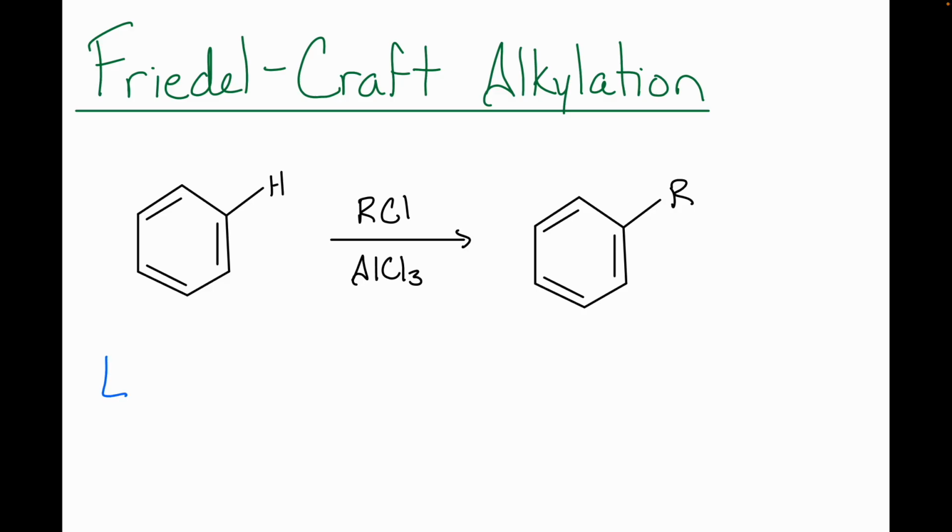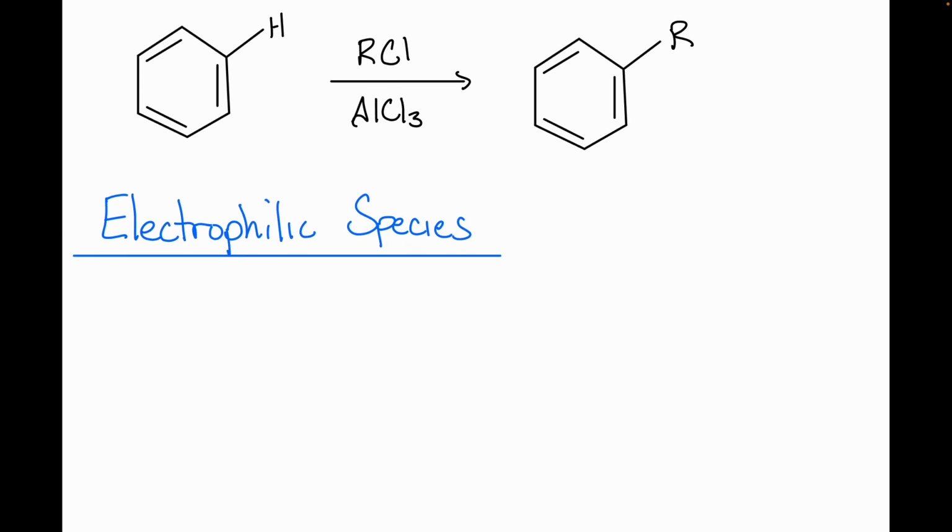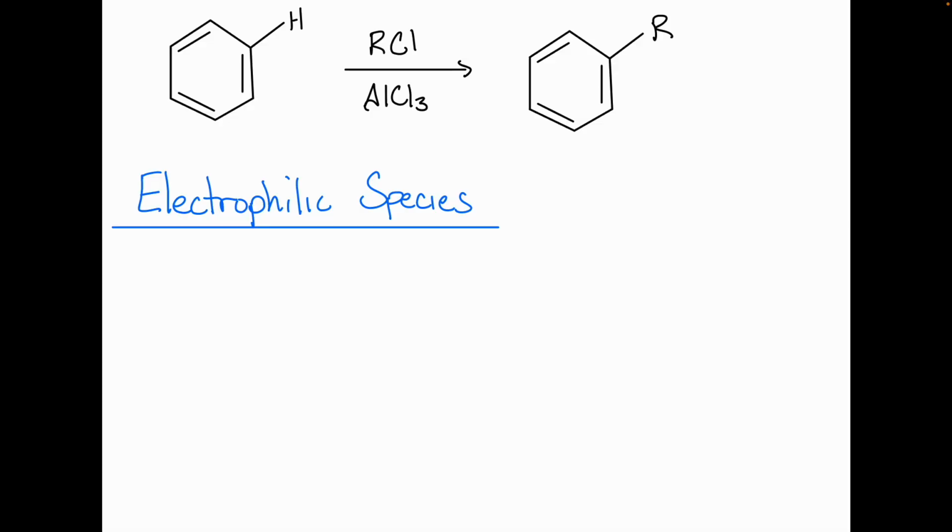All right, just like before, we're going to look specifically at our electrophilic species. And this one's actually pretty familiar here. So, we're going to take an alkyl halide, pick 2-chloropropane here. All right, we saw this aluminum chloride. We actually looked at aluminum bromide, but same idea, in our halogenation reactions.